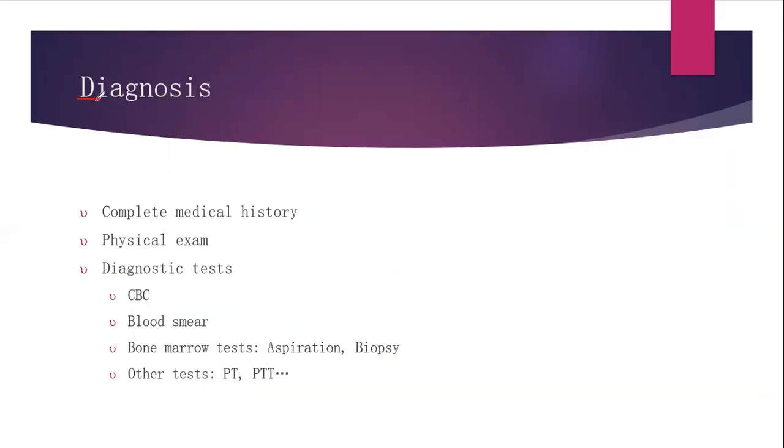Now, how will we diagnose thrombocytopenia? We can do a lot of tests, like a complete medical history, a physical exam, and some diagnostic tests: blood tests like the CBC, complete blood count, or the peripheral blood smear especially, and the bone marrow test, or aspiration biopsy from the bone marrow. Other tests we can also perform are the PT, that is the prothrombin time, and the PTT, also called the APTT, that is the activated partial thromboplastin time.